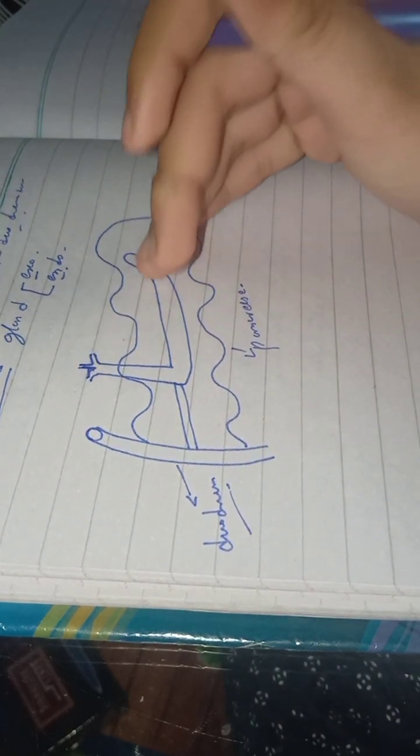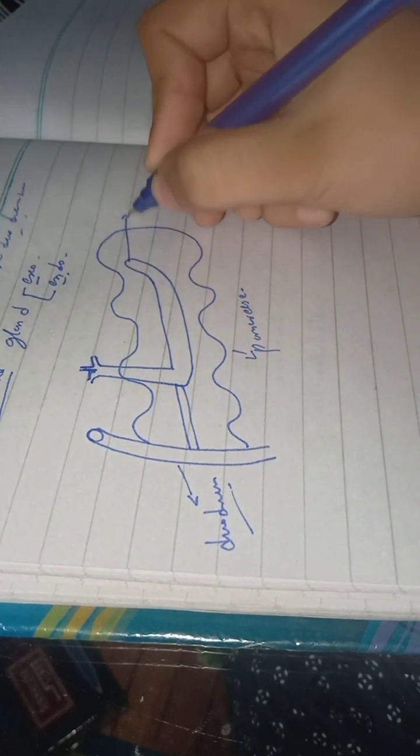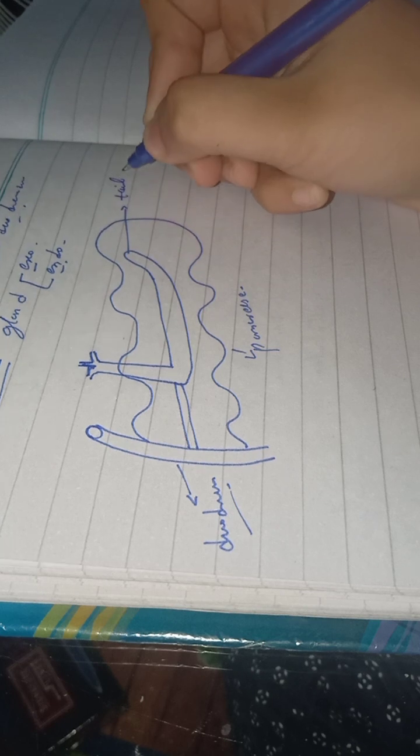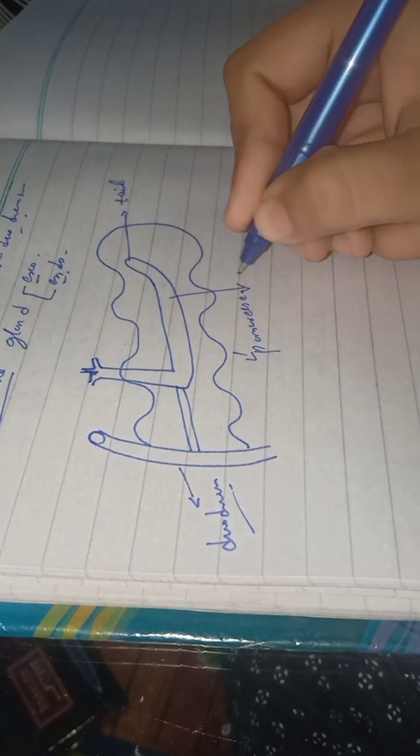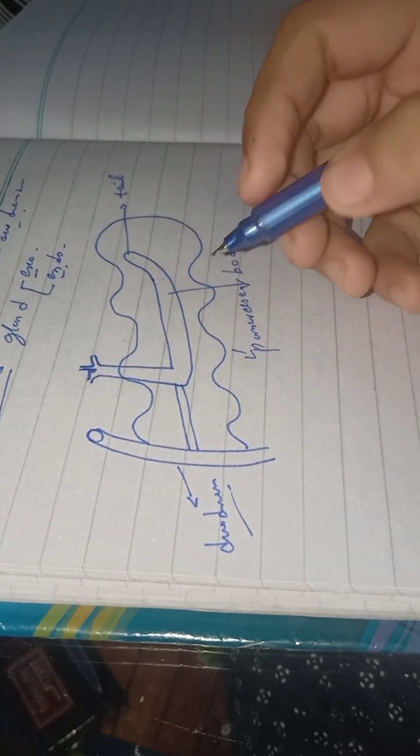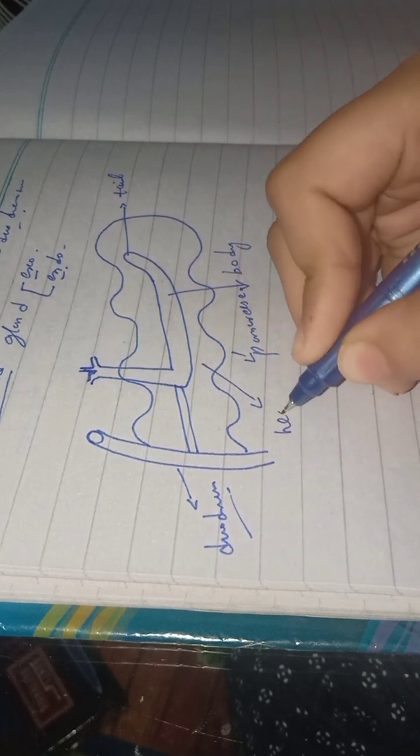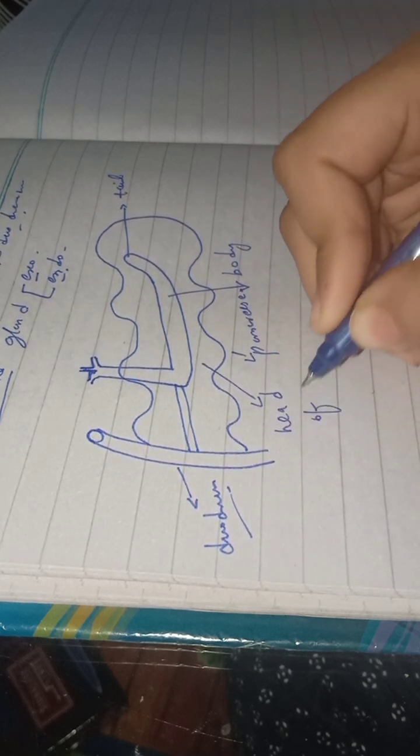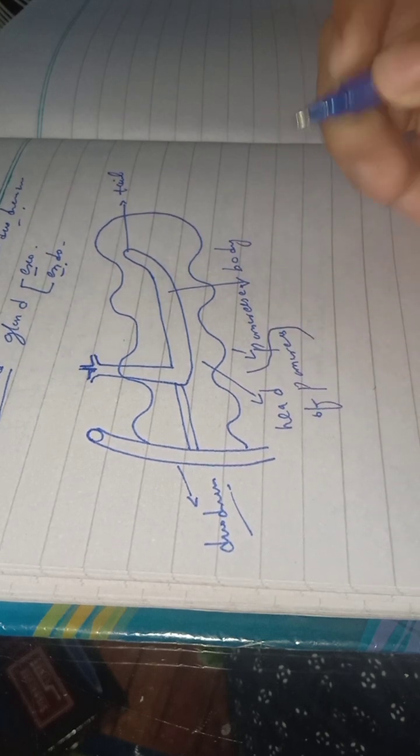If we talk about the structure of the pancreas, this is the tail of the pancreas, this is the body of the pancreas, and this is the head of the pancreas.